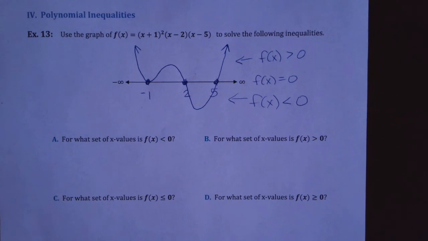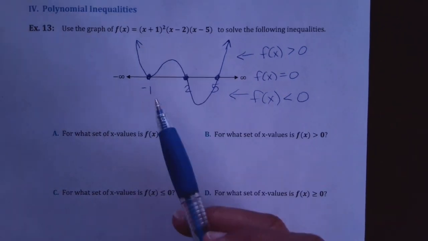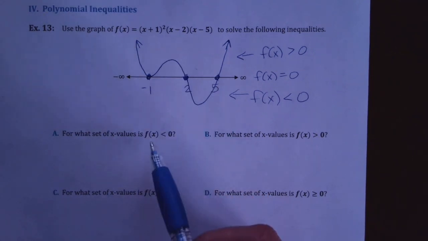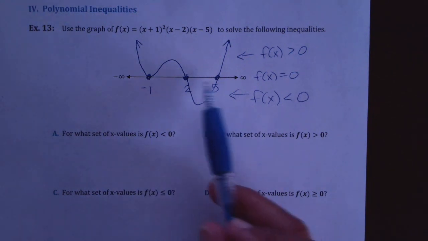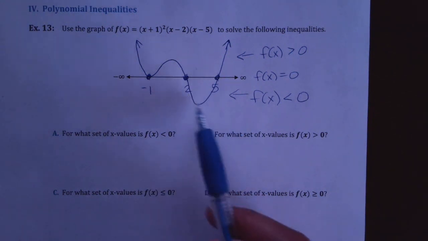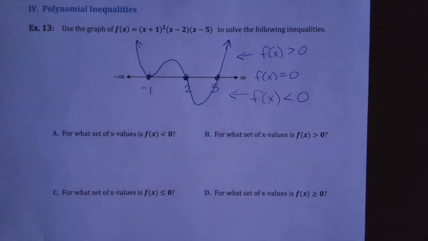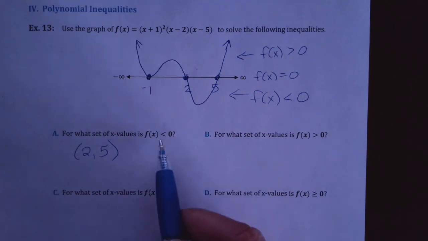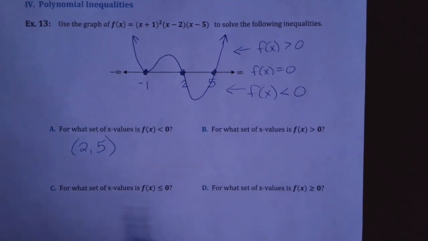All right, so now when you answer the questions on an inequality, you're just going to take the same sketch we've been doing and just look for the top or the bottom parts of the graph. So for part A, it says, where is the function less than 0? So that would be down here, and you're going to give an interval, so it's all the numbers between 2 and 5. But you're not going to include 2 and 5 because that equals 0, and this is just less than 0.